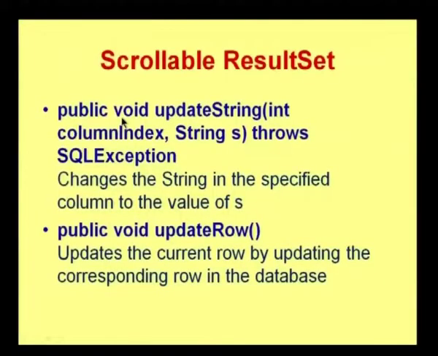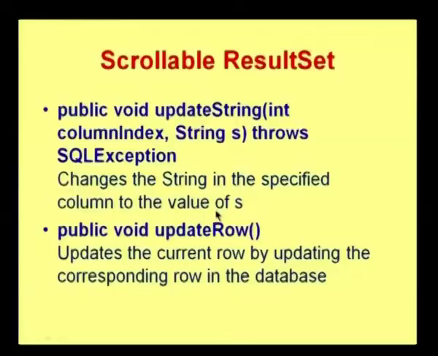So, here we have a few methods of the scrollable result set: public void updateString. I am trying to update the string, specifying a column index and the string I am trying to update. Whenever this method updateString is called, it will be pointing to one particular row, which may be the second row, third row, fourth row, any row of your result set. In that particular row, with the given column index, I need to change the contents with a particular string value. That is the use of the method updateString. It changes the string in the specified column to the value of s.